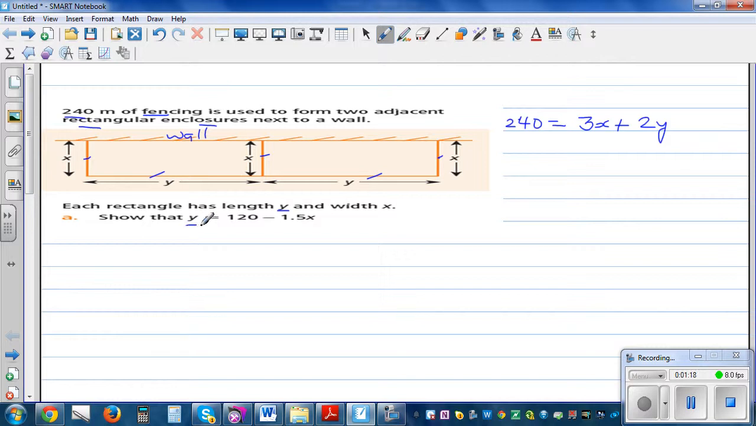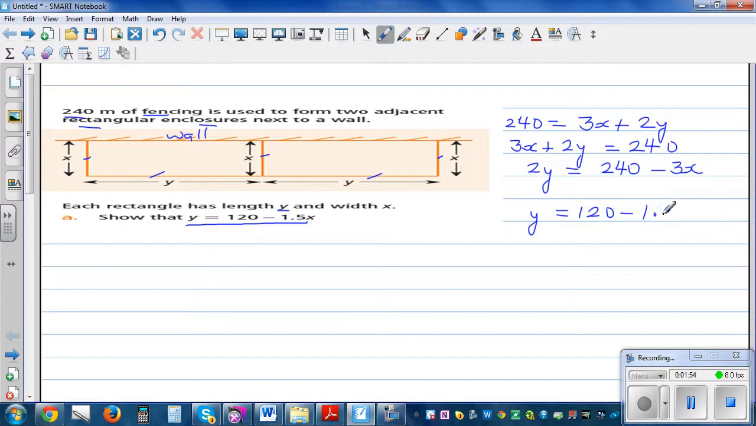So your first thing is you want to show Y is 120 minus 1.5X. Let me write it in first. Can I write this as 3X plus 2Y is equal to 240? I want to make Y the subject, so 2Y is equal to 240 take away 3X. Now I can divide the whole thing by 2. So Y is equal to half of 240, which is 120, minus 3 divided by 2, which is 1.5X. And that's all. That's the first part.